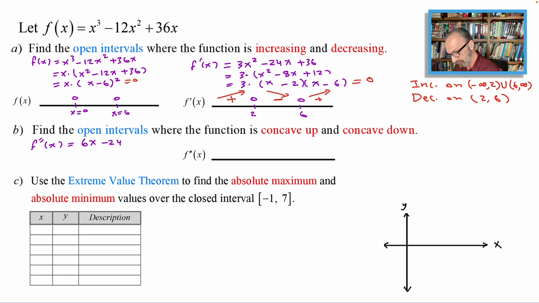Factor 6 out, that will give me 6 multiplied by (x - 4), setting this equal to 0, that will give me x equals 4. So for the second derivative information, at x equals 4, the second derivative value is 0. Plug in numbers on the left and right of 4 to find the sign of the second derivative. I have a negative on the left, positive on the right side, which means concave up on the right and concave down on the left.